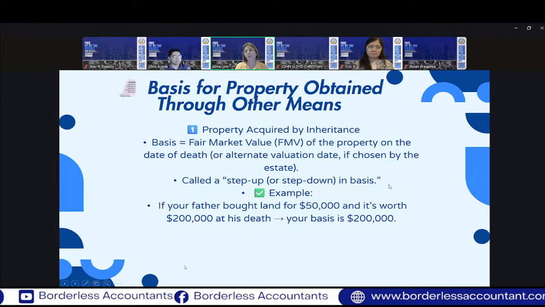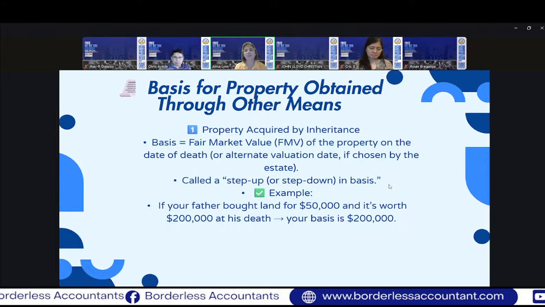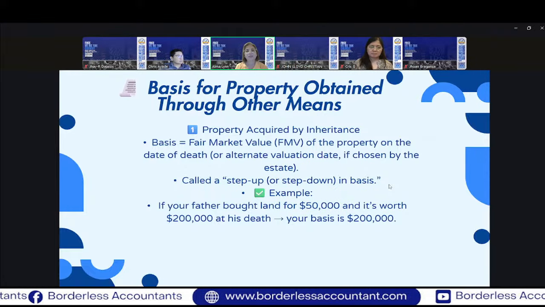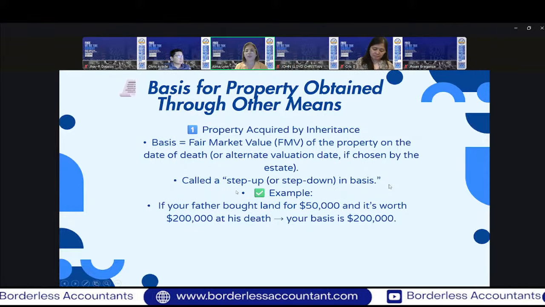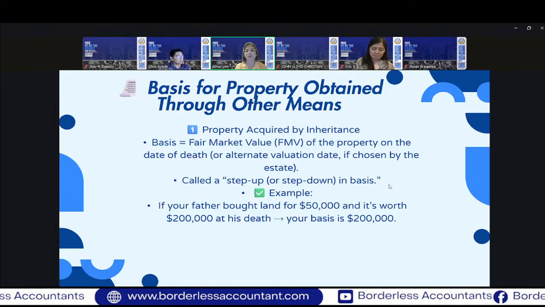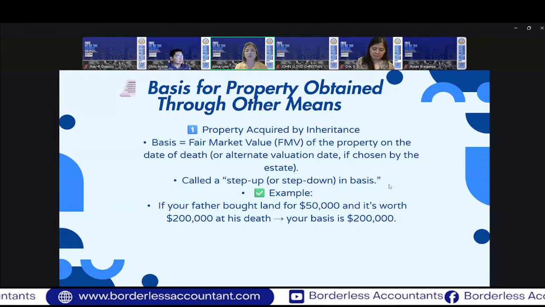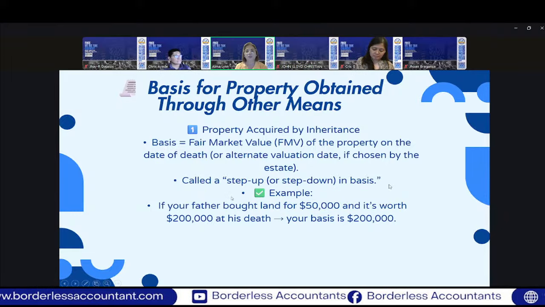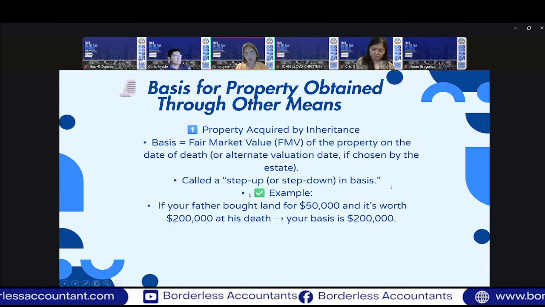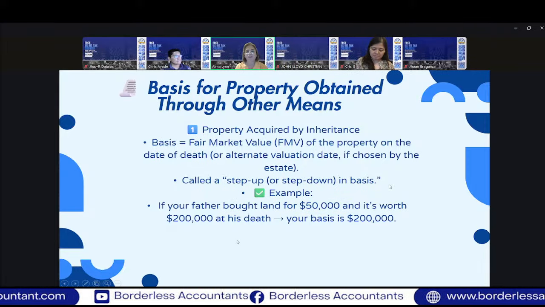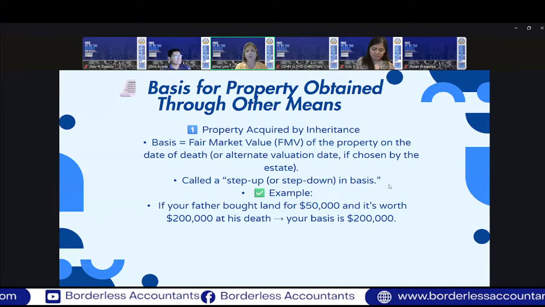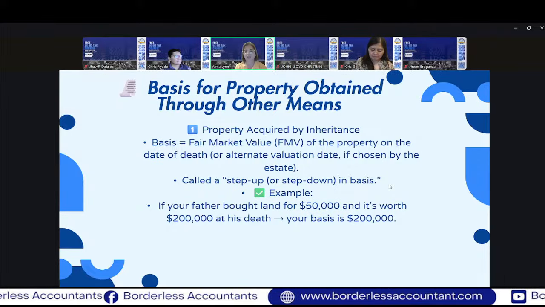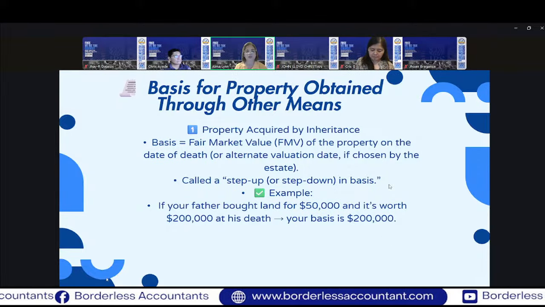Basis for property obtained through other means. One, property acquired by inheritance. The basis is the fair market value of the property on the death of the owner, or the alternative valuation date if chosen by the estate. It is called a step up or step down in basis. Example: if Mr. X bought land for 50,000 and it's worth 200,000 upon his death, the basis will be 200,000.